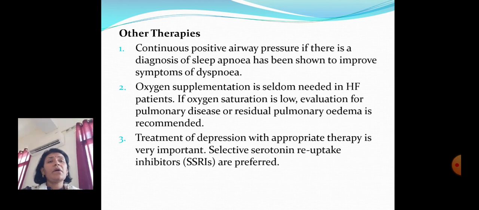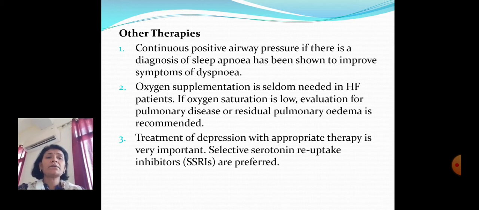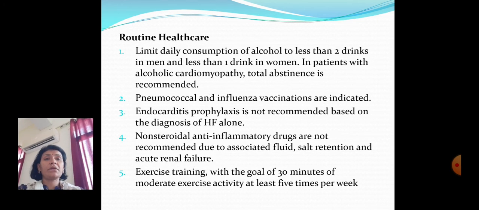Other therapies: continuous positive airway pressure, if there is a diagnosis of sleep apnea, has been shown to improve symptoms of dyspnea. Then oxygen supplementation is sometimes needed in heart failure patients. If the oxygen saturation is low, we should evaluate the patient for pulmonary disease or residual pulmonary edema. Then treatment of depression is also needed in these patients with appropriate therapy. SSRIs are the drugs which are preferred for this.